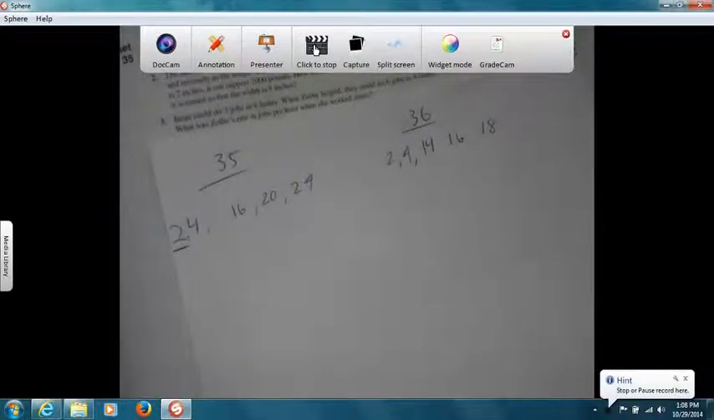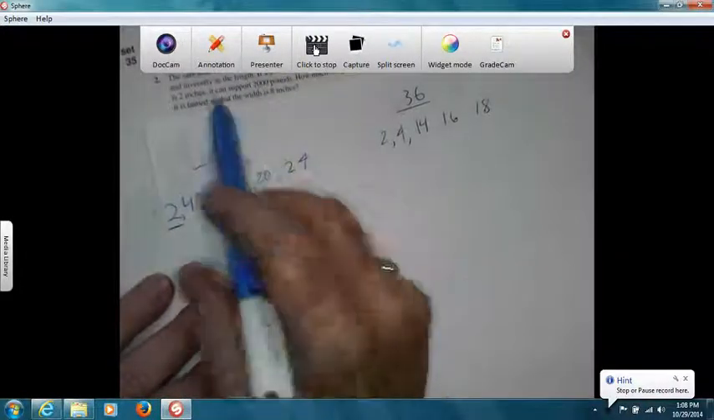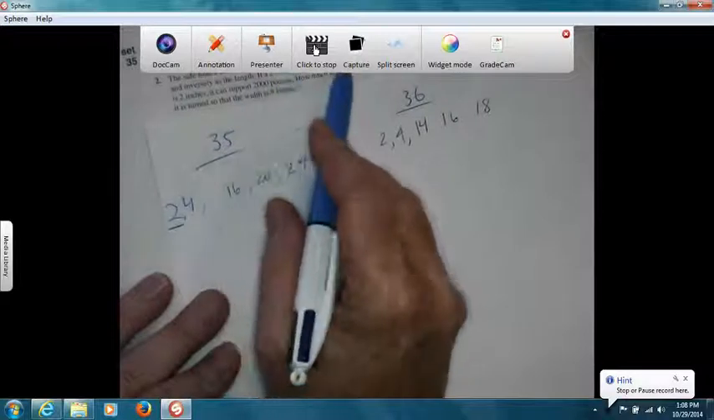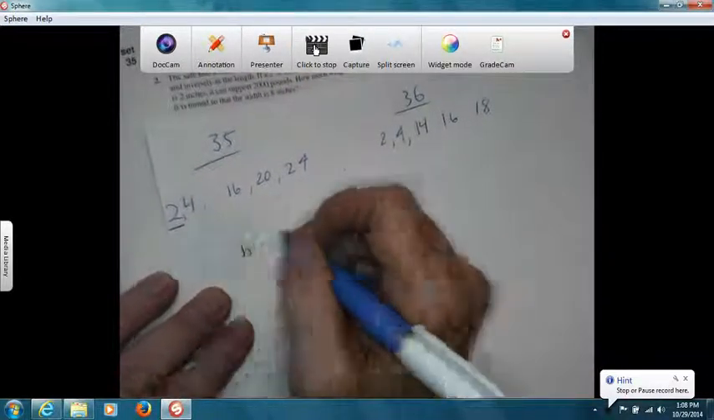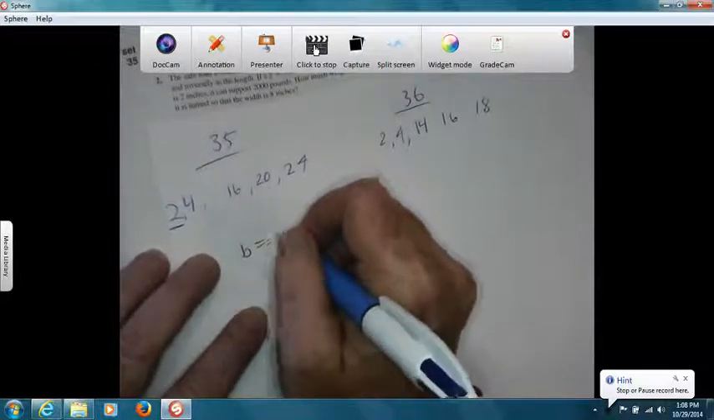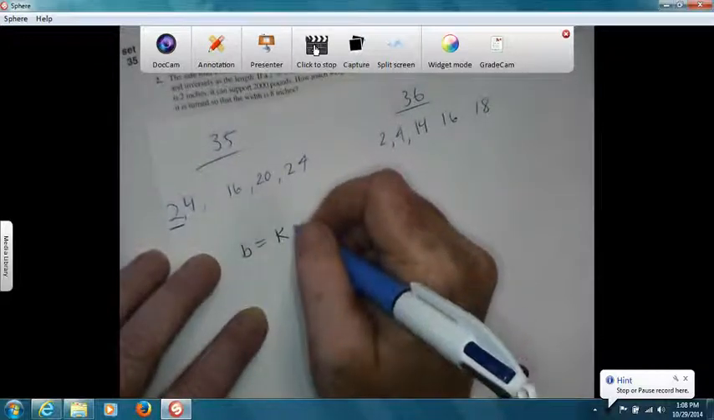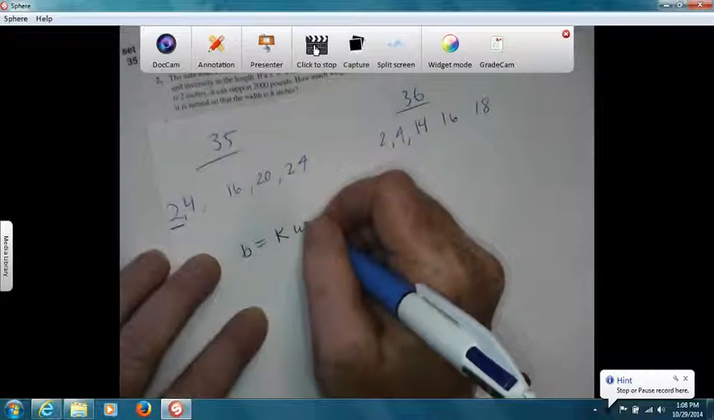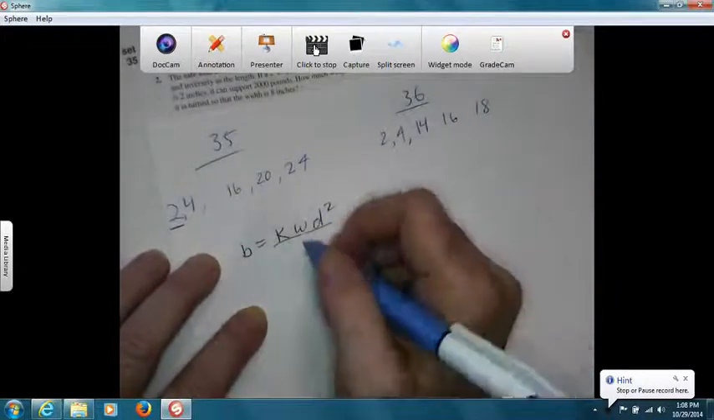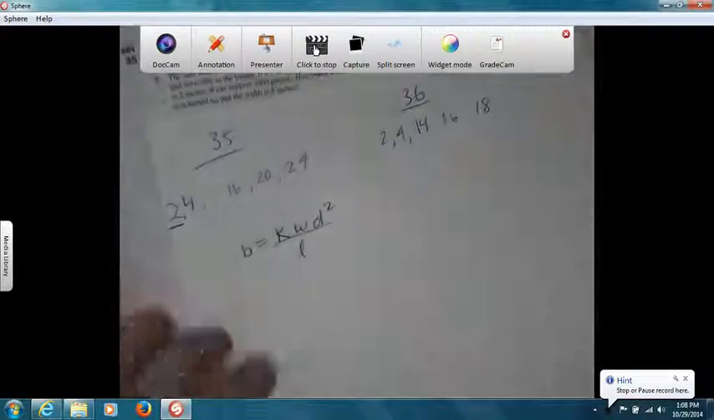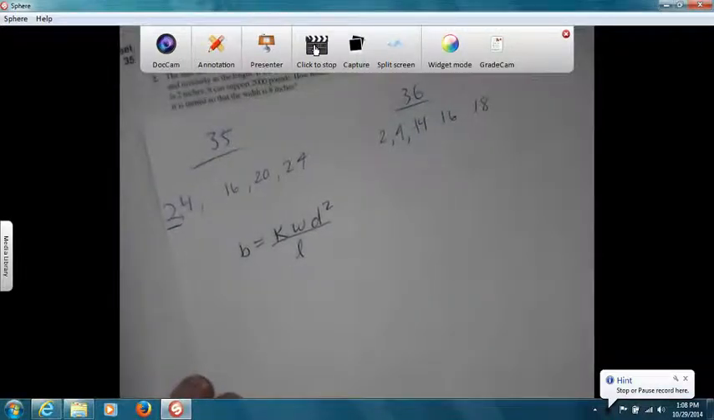Okay, this is lesson 35, number 2. So it says the safe load of a beam can support varies jointly. I think I'll use B for beam. Varies jointly as width and square of depth, and inversely as length. So why did I write that?